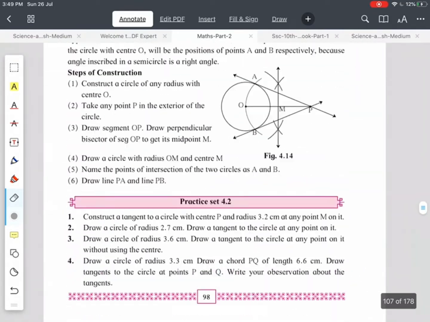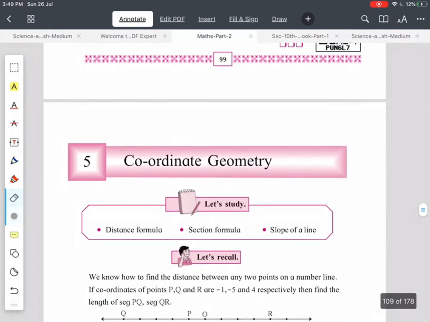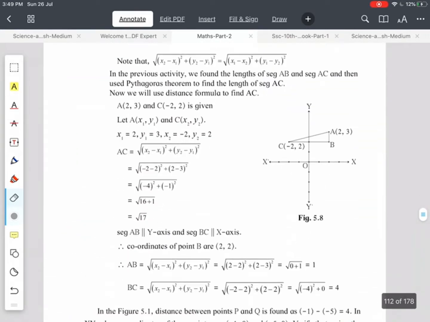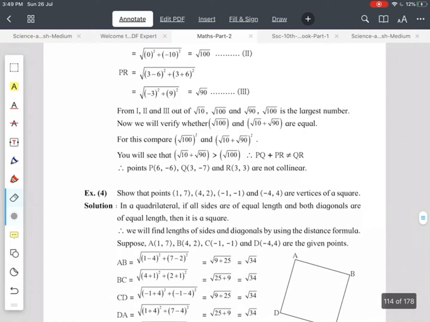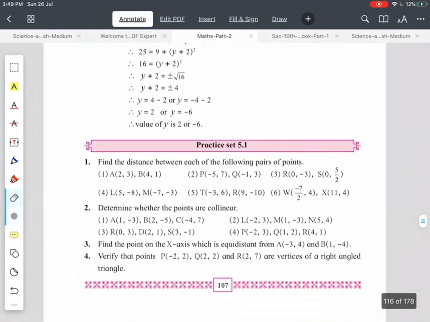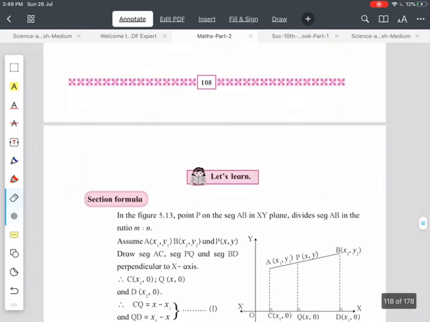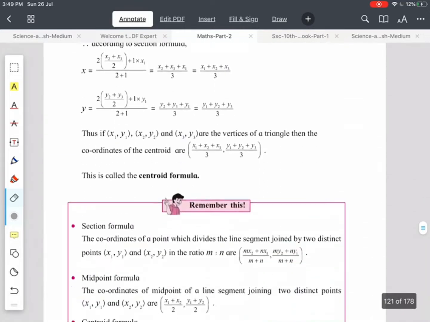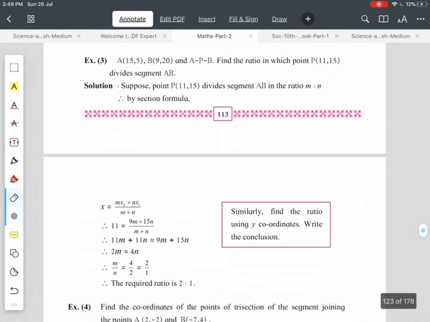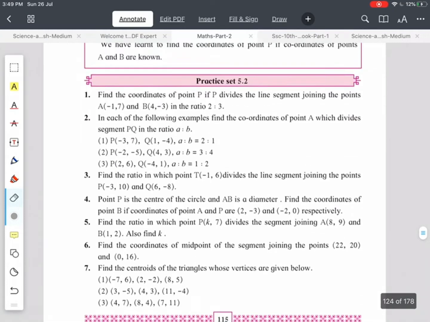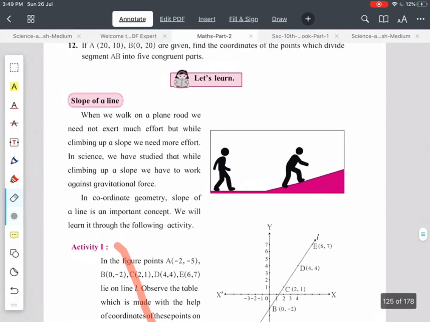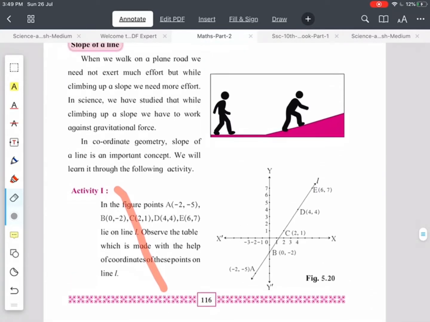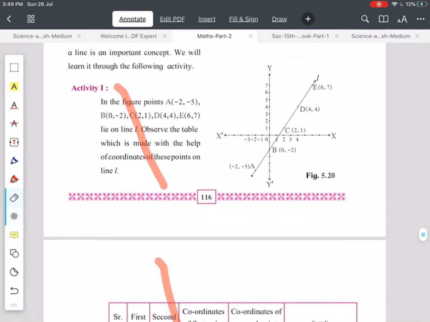So it is an easy chapter for students. Now coordinate geometry: the distance formula and all this part are kept as they are. There we will find the change in the slope. This page has no change. Section formula no change. Centroid formula is there. Practice set 5.2 no change. From page number 116 you will find the change in slope. This portion is omitted this year.